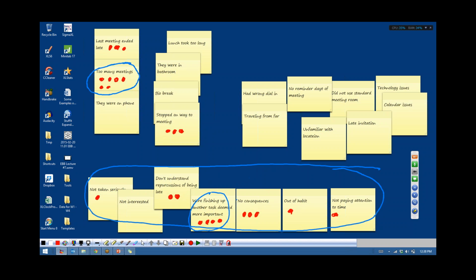Now I want to ask you, hopefully you found that this was a good exercise and something that you could use. Let me ask you though, in terms of multi-voting, what might be some issues with respect to multi-voting when you go to use it?